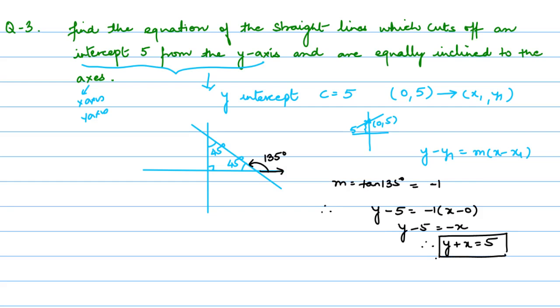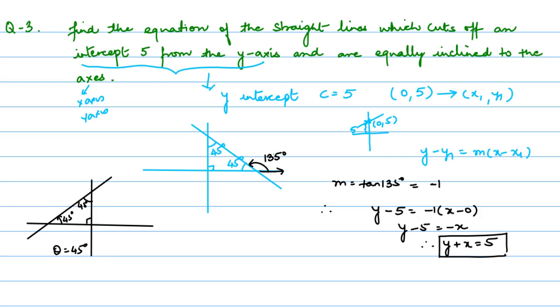Now, the question is not over. There is another case which is possible. Suppose we have a line of this sort. Now, in this case, again our line is equally inclined to the axis, meaning x-axis and y-axis. Again, these become 45 degrees. But now, in this case, this acts as angle of inclination because it is from the positive direction of x-axis and anti-clockwise. Here, theta would be taken as 45.